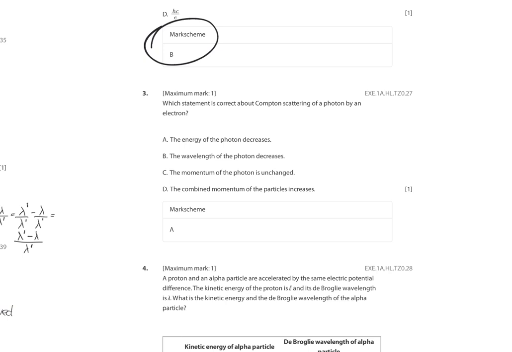So, things that are true. First of all, the energy of the photon does decrease because some of the energy goes from the photon to the electron. So that is true. B, the wavelength does not decrease, it increases, because E equals hc over lambda, so if the energy is going to decrease because it transfers some of its energy to the electron, then the wavelength is going to increase. So it's not B.